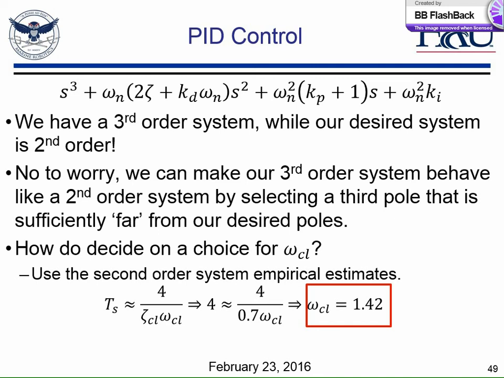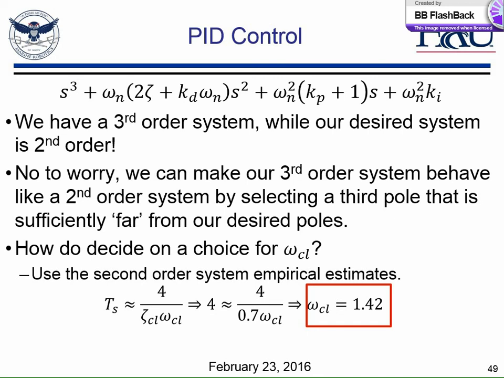So we would have 3 poles in this case, and we would have 2 poles in our desired system. We make the 2 poles that we want, and bring that bad pole further to the left, so we can make it behave in such a way that it can approximately be a second order system.